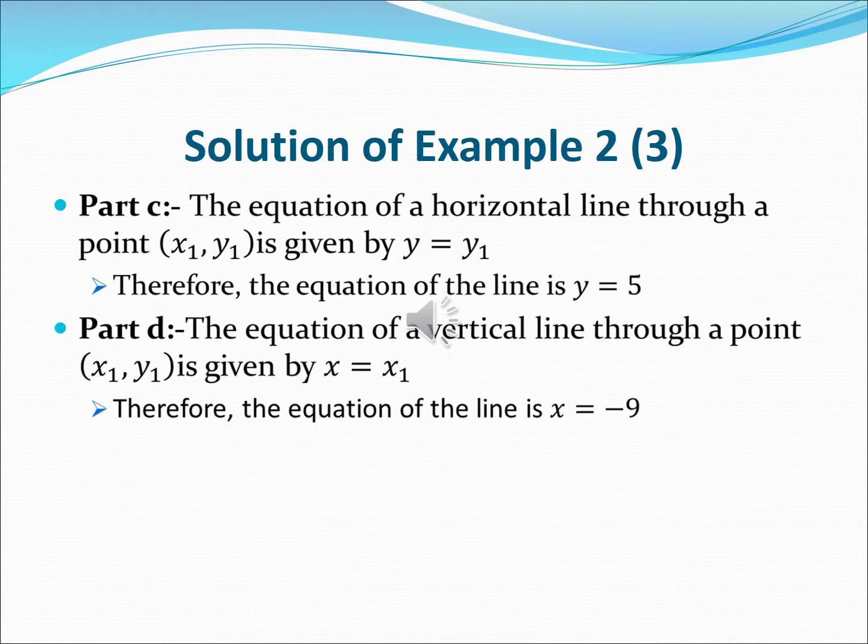Solution of example 2, part 3. Part C. The equation of a horizontal line through a point (x1, y1) is given by y is equal to y1. Therefore, the equation of the line is y is equal to 5. Part D. The equation of a vertical line through a point (x1, y1) is given by x is equal to x1. Therefore, the equation of the line is x is equal to -9.